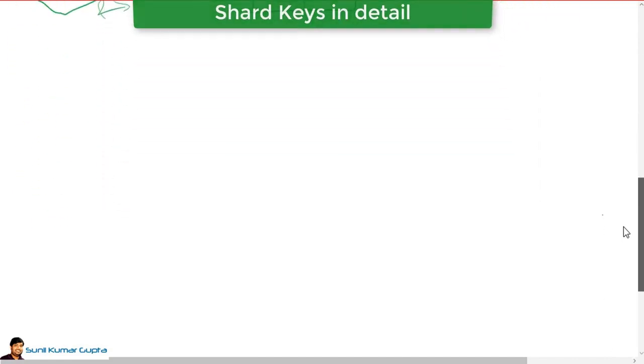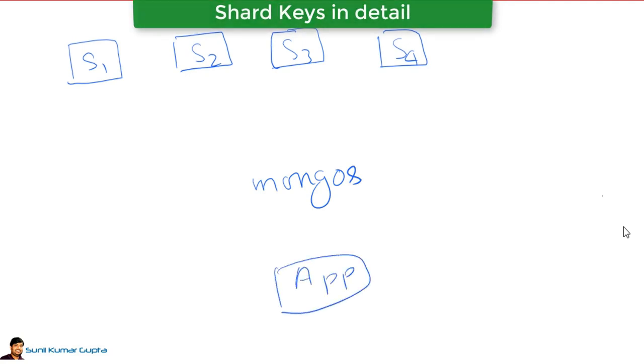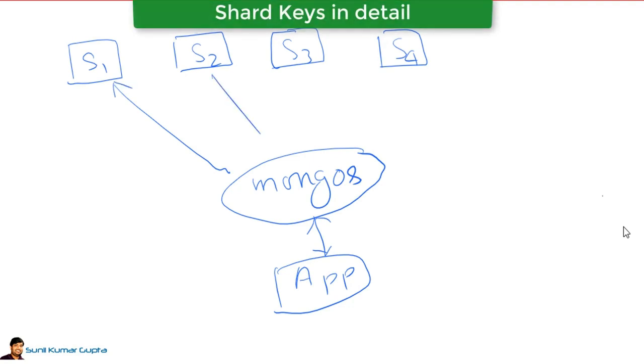So let's see. We know that we have shards, suppose shard 1, shard 2, shard 3 and shard 4 here. We have MongoS here and we have the app here, right? The app will communicate to MongoS. MongoS will be communicating to the shards, correct? This way you understood, right? And these shards are actually replica sets, right?